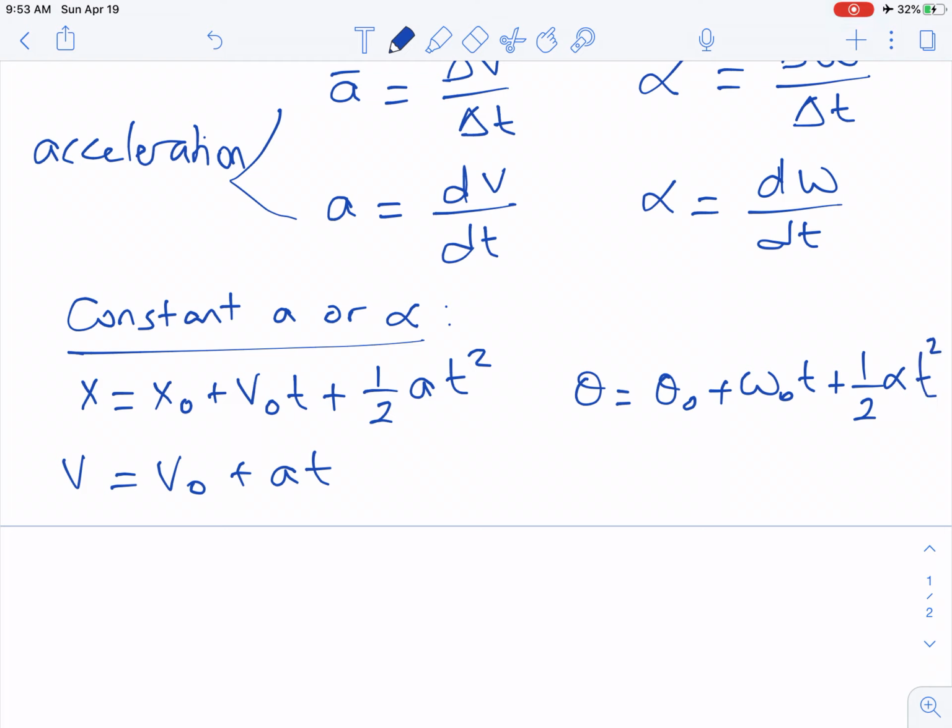And then v goes to omega, v0 goes to omega 0, a goes to alpha, and that's your equation. So this is what we covered so far. We're just relating things, and we're going to add more to that soon.